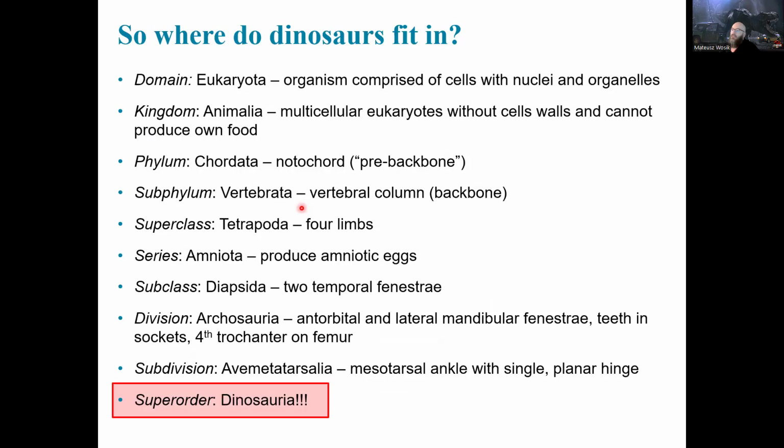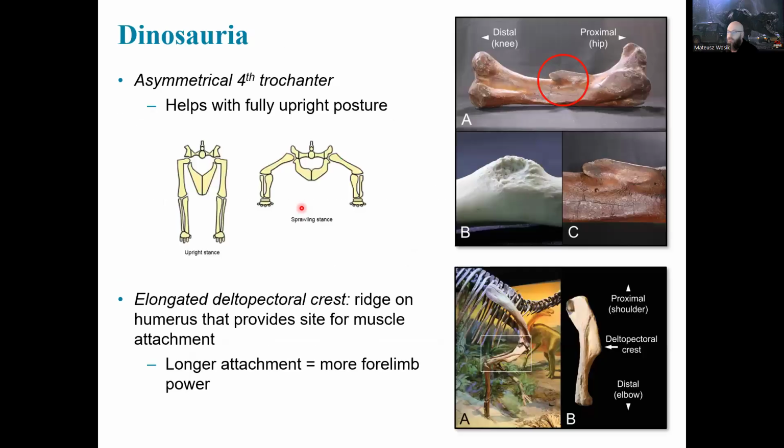So then finally, we get into Dinosauria. Let's look at how dinosaurs are defined based on their anatomy from other animals that aren't dinosaurs. If we go back to that fourth trochanter on the femur, unlike previously, dinosaurs modify this and take it to the next step. What they do is make it asymmetrical. So in image B here, where my cursor is, this is a more symmetrical trochanter, like what you would see in a crocodile.